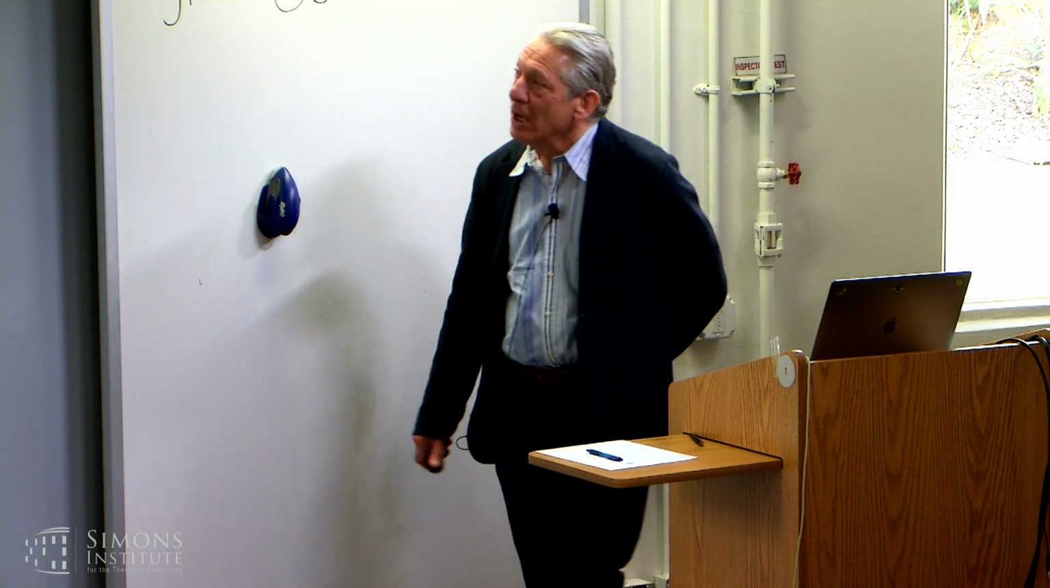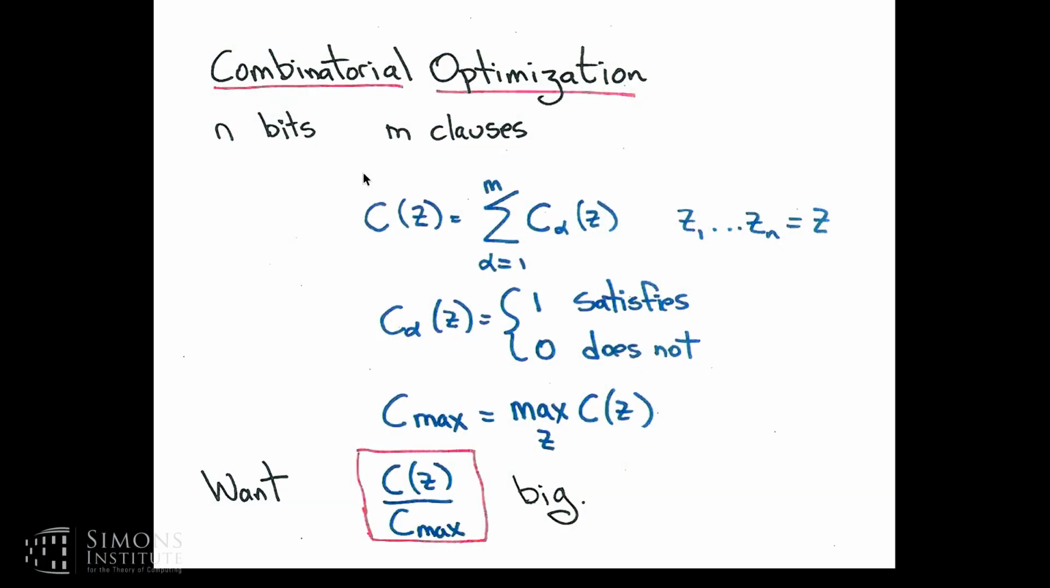Let's start with that. What we're interested in here is combinatorial optimization. We have situations where you have n bits and m clauses, and typically we have a cost function, C of z, which is a sum over the m clauses. Each of these little clause functions is 1 if the clause is satisfied, and 0 if it is not. So this is the general framework for combinatorial optimization. I know people know this, but I'm just trying to get language down.